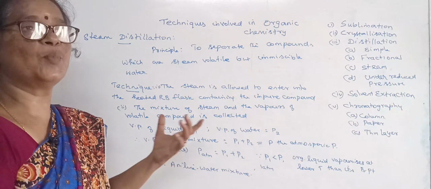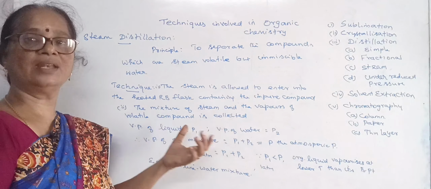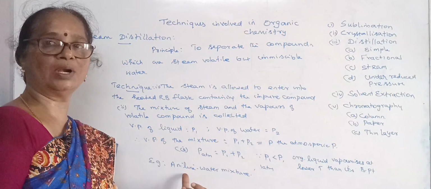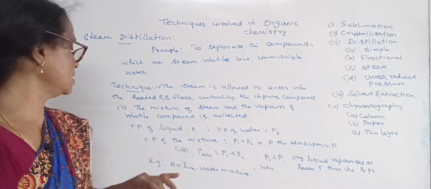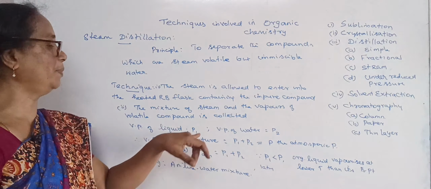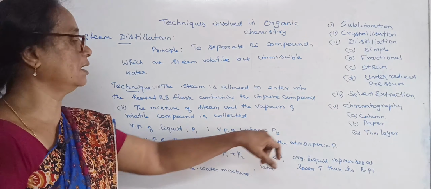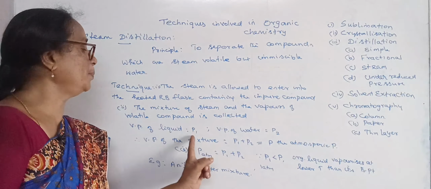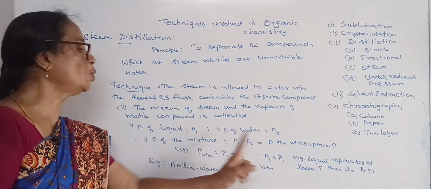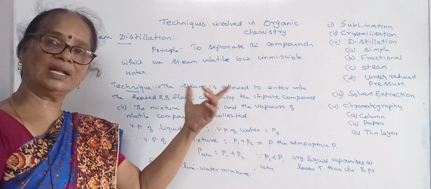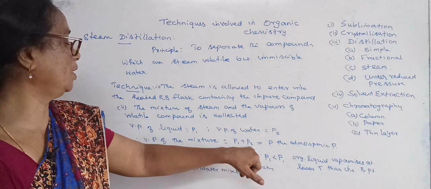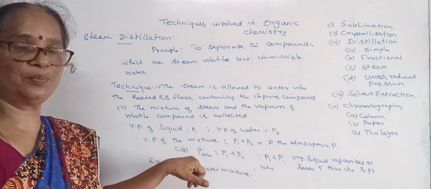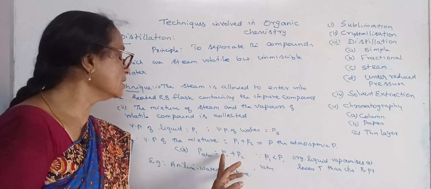We know that the boiling point is reached when the atmospheric pressure becomes equal to the total vapor pressure of the mixture. Let us consider the vapor pressure of the liquid to be P1 and that of water to be P2. We know that when P1 plus P2 is equal to 1 atmospheric pressure, only then will the boiling start.